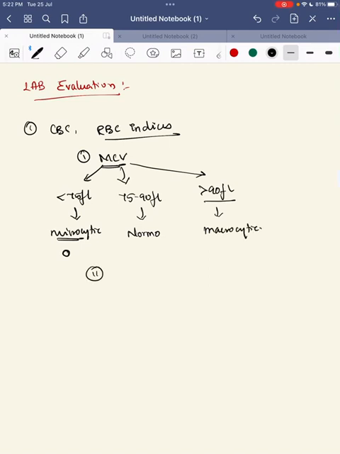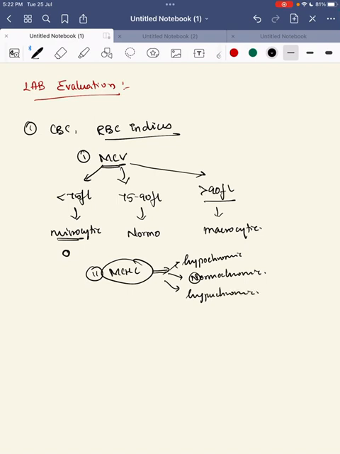Okay. Next, you have to look for MCHC. MCHC is to tell whether it is a hypochromic, normochromic, or hyperchromic anemia.